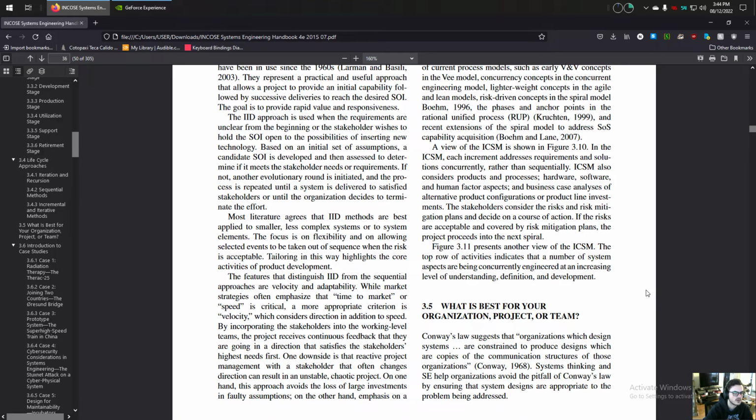Figure 3.11 presents another view of the ICSM. The top row of activities indicates that a number of system aspects are being currently engineered at an increasing level of understanding, definition, and development.